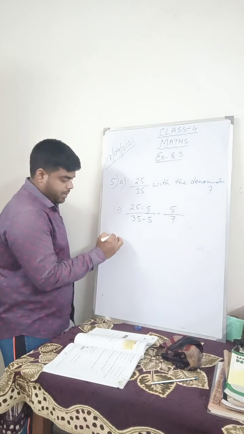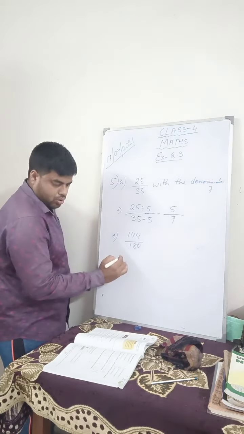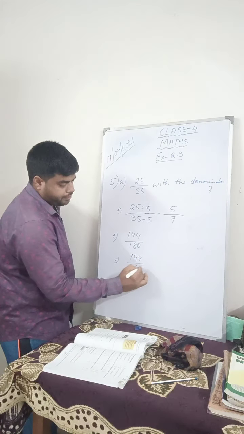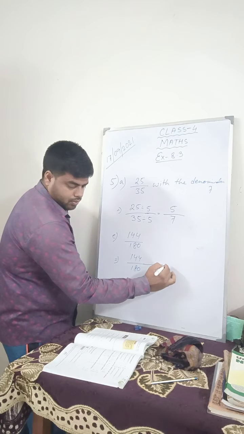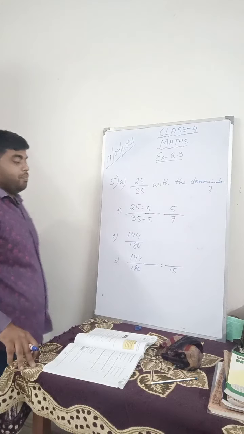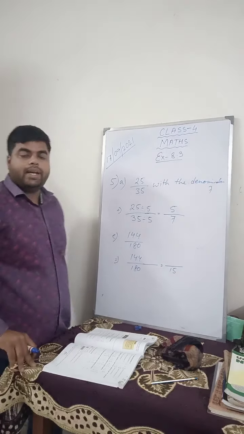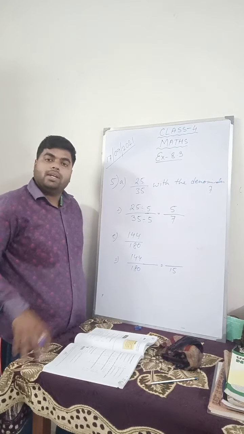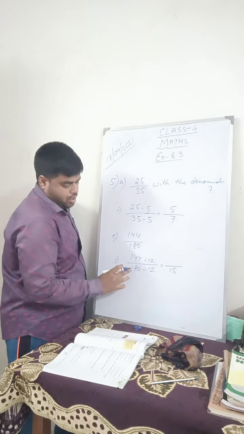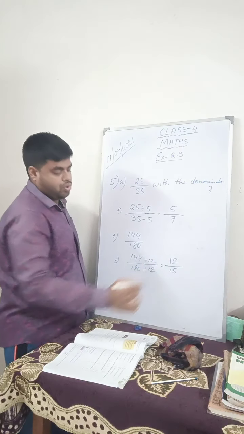Let me show you one more. Number e again, 144 by 180. So you have to keep the denominator as 15. So when you divide 180 by 12, if you divide 180 by 12, you will get how much? You will get 15. So 180 divided by 12 is 15. 144 divided by 12, you will get 12.